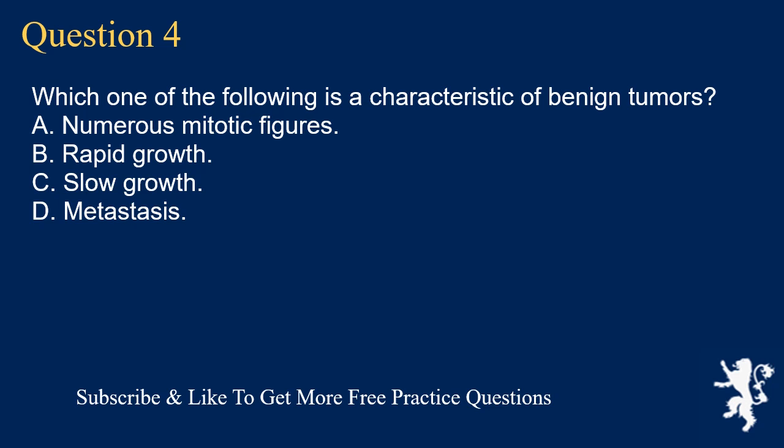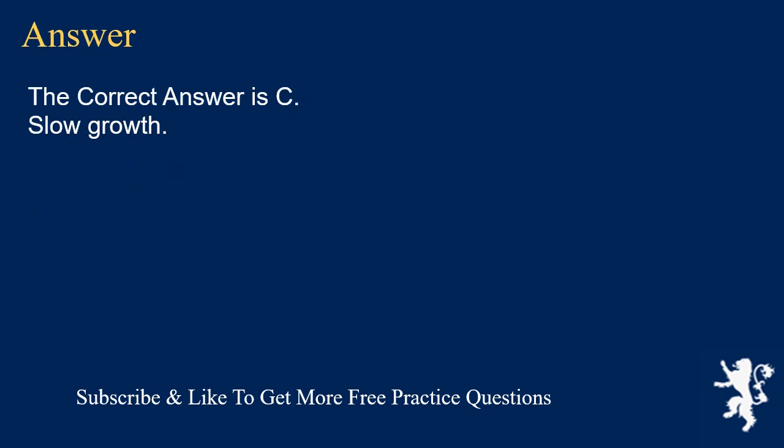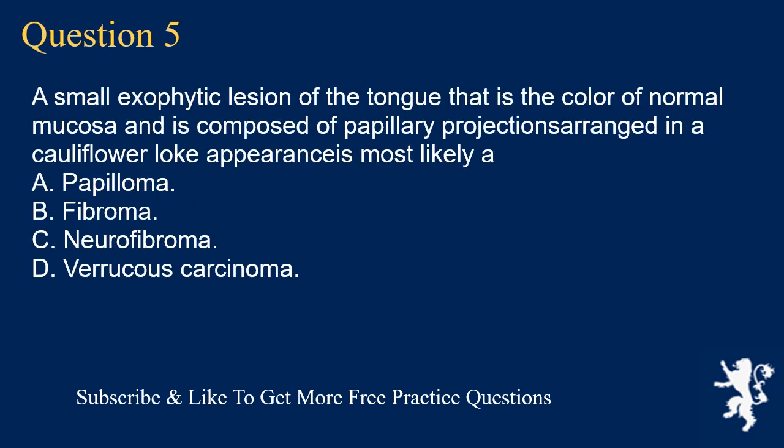Question 4. Which one of the following is a characteristic of benign tumors? A. Numerous mitotic figures. B. Rapid growth. C. Slow growth. D. Metastasis. The correct answer is C. Slow growth.